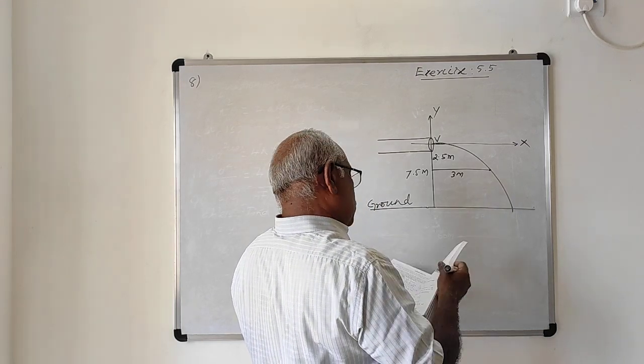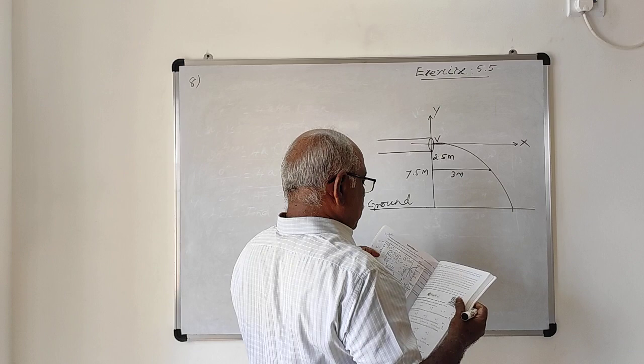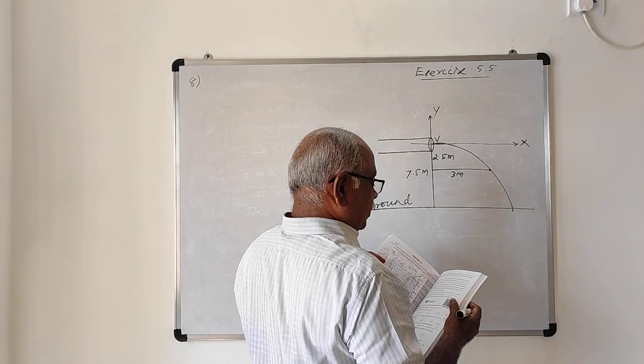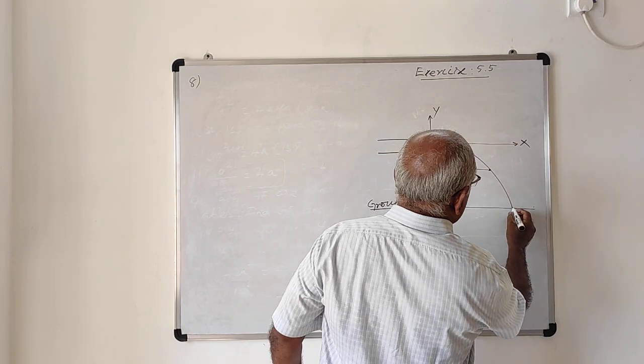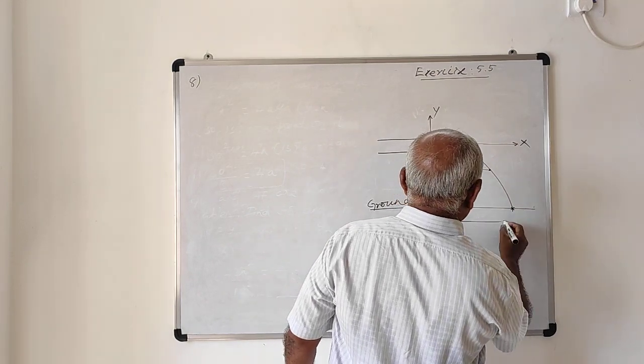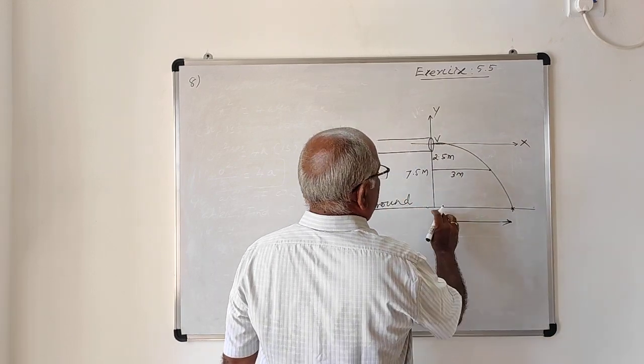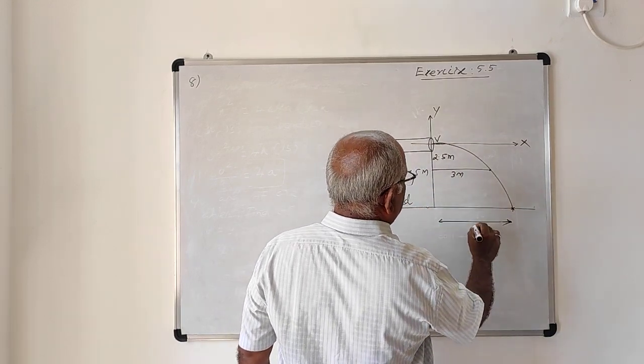And if it is so, how far beyond this vertical line will the water strike the ground? So this position they are asking. How far will the water strike the ground from the vertex? This is our question.